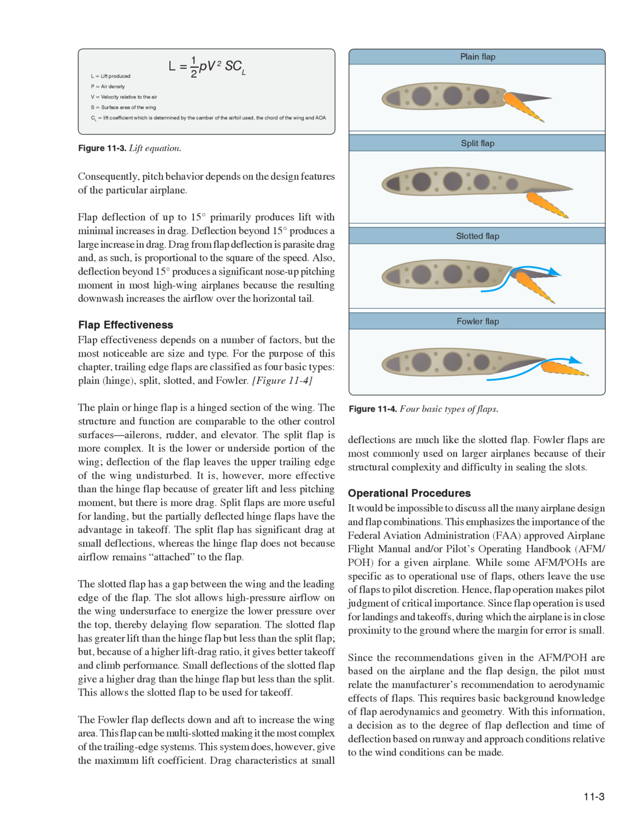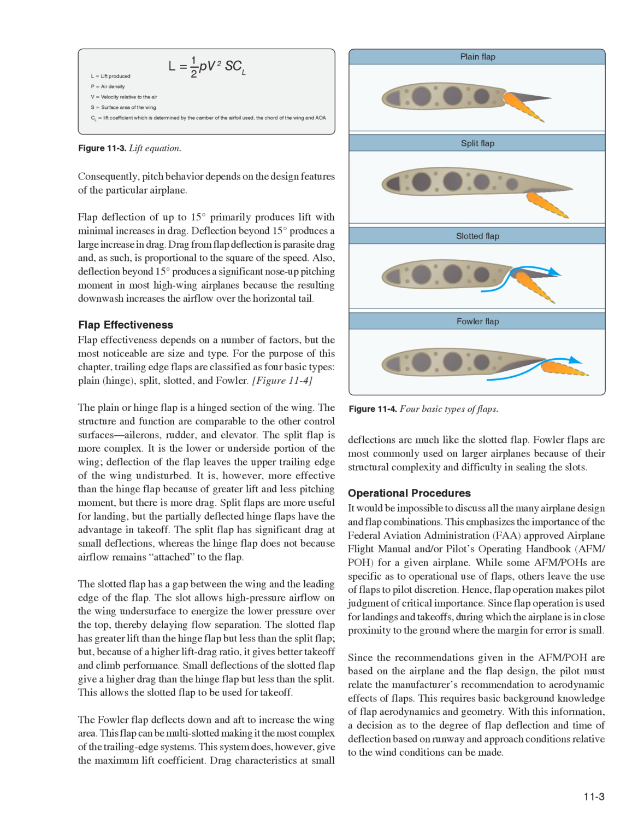Flap deflection of up to 15 degrees primarily produces lift with minimal increases in drag. Deflection beyond 15 degrees produces a large increase in drag. Drag from flap deflection is parasite drag and, as such, is proportional to the square of the speed. Also, deflection beyond 15 degrees produces a significant nose-up pitching moment in most high-wing airplanes because the resulting downwash increases the airflow over the horizontal tail.